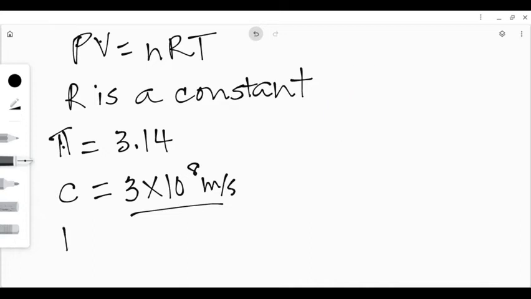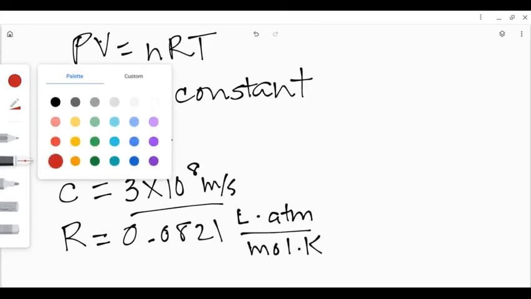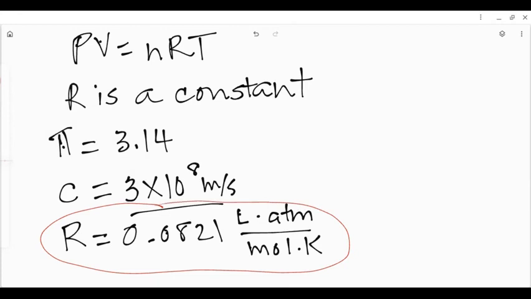And for us, R is always going to be equal to 0.0821. And now here's the crazy part, the units. The units are going to be liters times atmospheres over moles times Kelvin. And so whenever you see an ideal gas law problem, this is what you're going to plug in. Let me change colors here, get fancy. This is what you're going to plug in for R: 0.0821 liters atmospheres over moles kelvins.